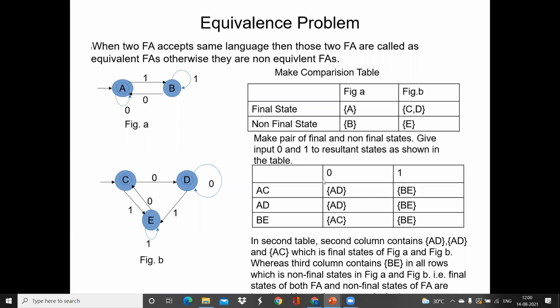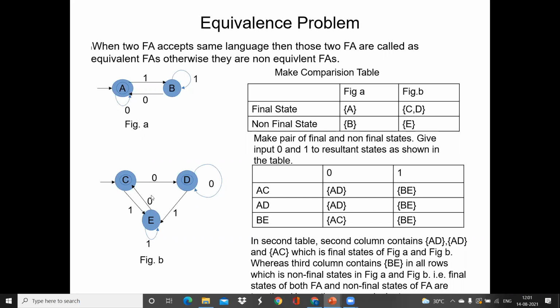Okay. Once it is done, now make pairs of final and non-final states. For final states, it is AC and AD. You will get these pairs, and for non-final it is BE. So accordingly, you will be getting these pairs AC, AD, and BE. Now to this, you give both the inputs 0 and 1. When you give input 0 to state A and input 0 to state C, input 0 to state A transits to the same state. So that is the reason here it is A.